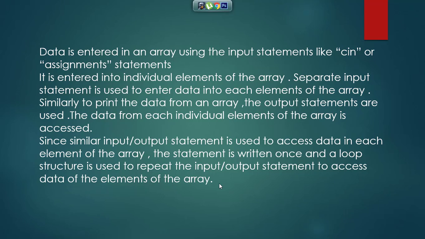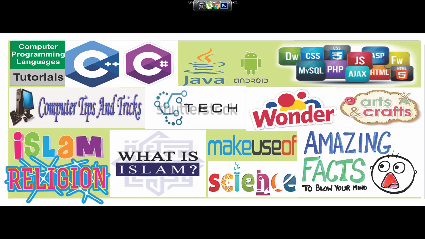Data is entered in an array using input statements like cin or assignment statements. It is entered into individual elements of the array. A separate input statement is used to enter data into each element of the array. Similarly, to print the data from an array, output statements are used. The data from each individual element of the array is accessed. Since a similar input-output statement is used to access data in each element of the array, the statement is written once and a loop structure is used to repeat the input-output statements to access data of the elements of the array.